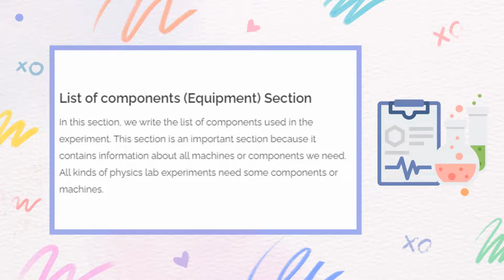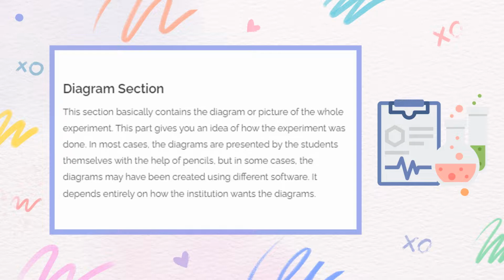List of components section. In this section, we write the list of components used in the experiment. This section is an important section because it contains information about all machines or components we need. All kinds of physics lab experiments need some components or machines. Diagram section. This section basically contains the diagram or picture of the whole experiment. This part gives you an idea of how the experiment was done.